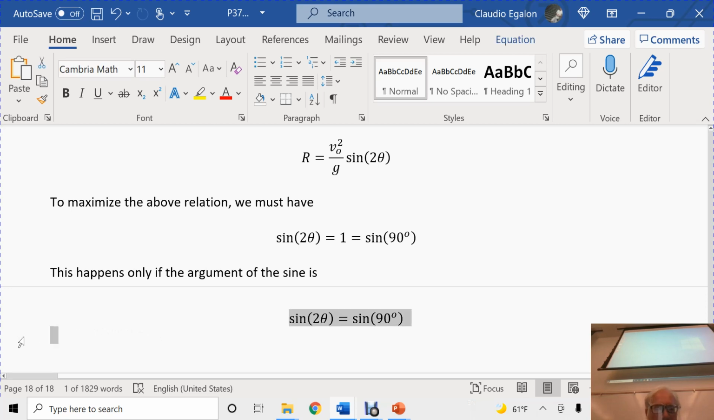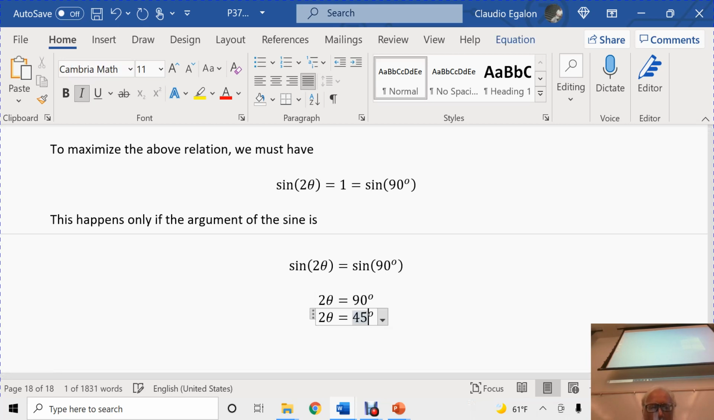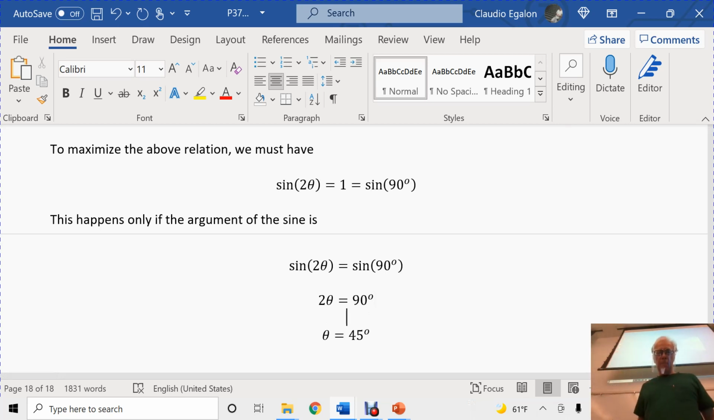So what do we do next? Now we make the arguments equal to each other: 2 theta equal to 90 degrees. Can you solve that now? Can you finish that? That's easy, right? Theta equal to 45. In order for theta to be equal to 45, 2 theta must be 90, right? So that's the longest range that we get for the projectile. 45 degrees.